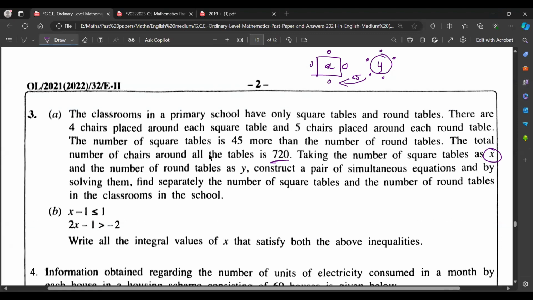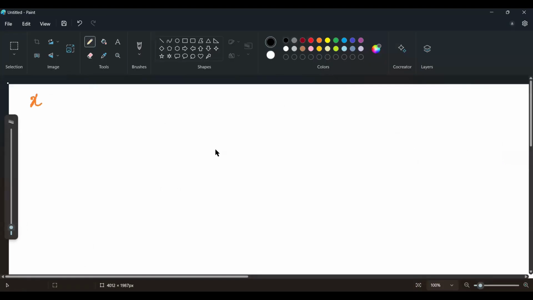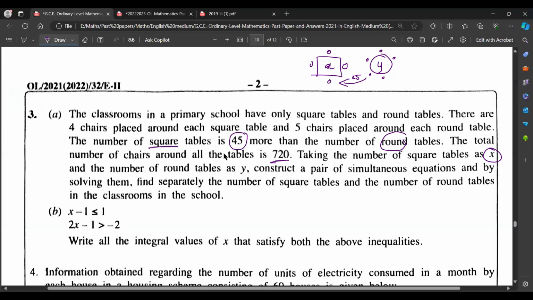Now, the number of square tables is 45 more than the number of rounded tables. The number of square tables, x, is equal to 45 more than the rounded tables. The rounded tables are y, and 45 more is y plus 45. So y goes to the other side. What happened? x minus y is equal to 45. Is that clear? Okay, x is equal to y plus 45, no?